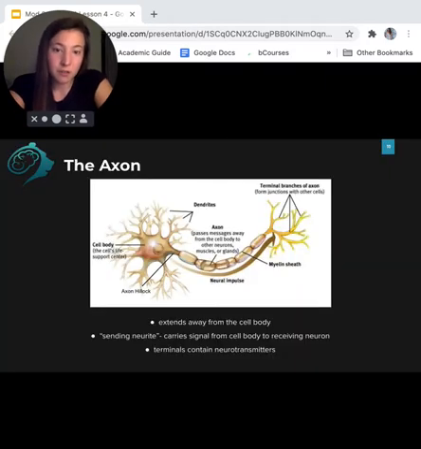But first, let's define the axon. The axon extends away from the cell body, and it conducts signals away from the cell body and towards a receiving neuron. There are three regions of the axon, known as the axon hillock, the axon collateral, and the axon terminal. The axon hillock is the region of the axon that is closest to the soma, and it is the origin point of the action potential. The action potential then passes down the axon collateral and finally reaches the axon terminal, which holds synaptic vesicles ready to release neurotransmitters into the synapse.